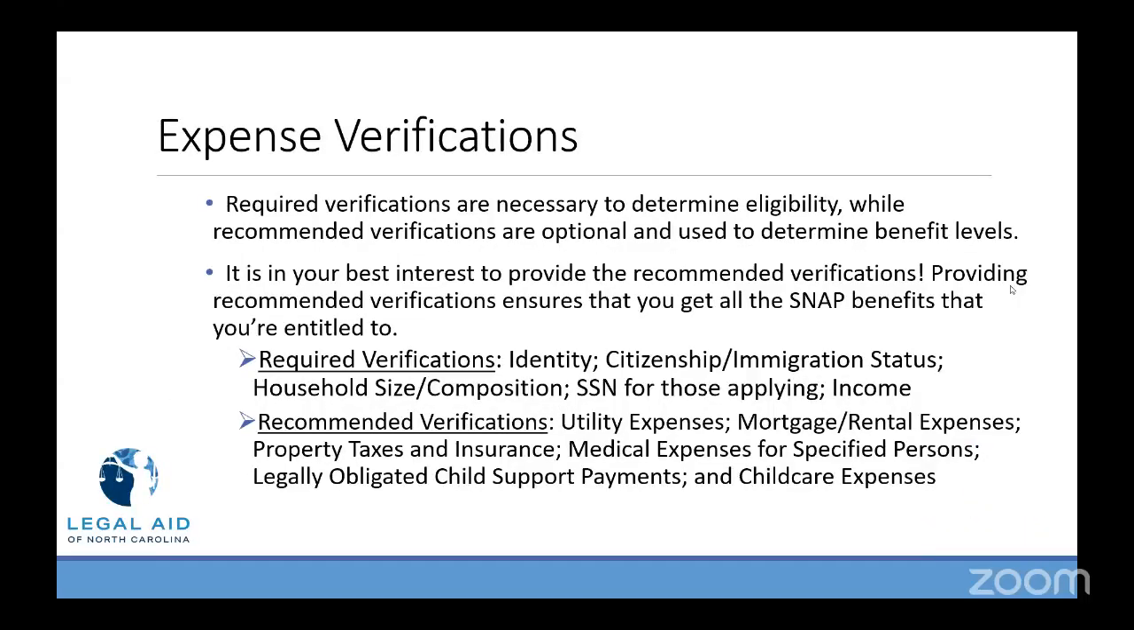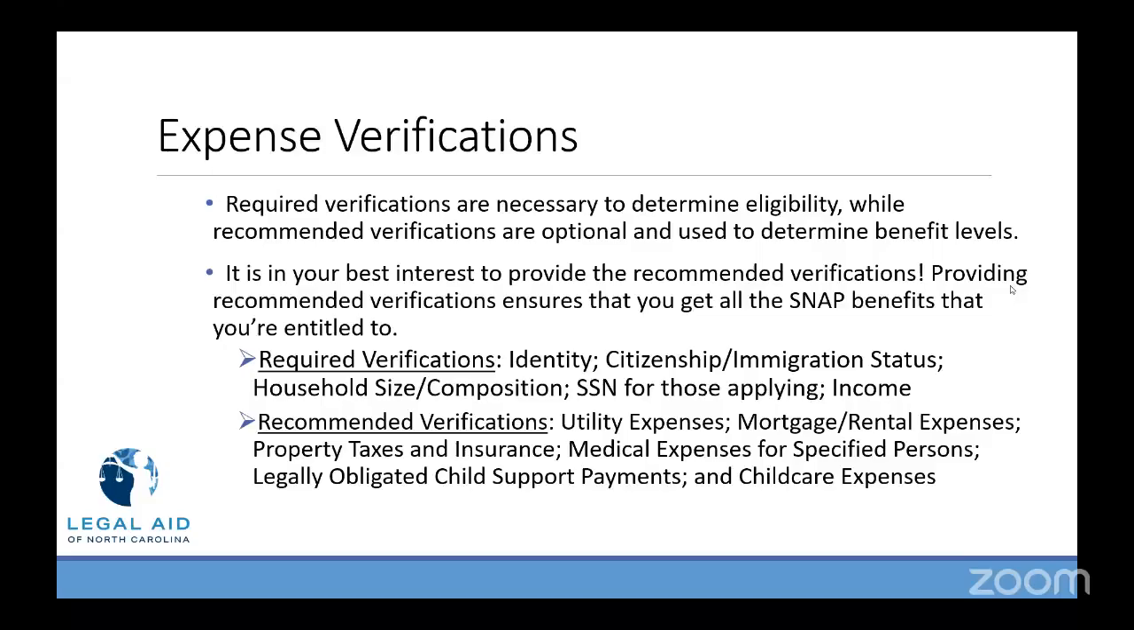So now we're going to talk about expense verifications and different kinds of verifications that may be requested. There are 2 main types, required and recommended. Required verifications are necessary to determine eligibility, while recommended verifications are just optional, and those are used to determine benefit levels. You generally have to provide required verifications in order for DSS to process your application and approve you for SNAP benefits. If you don't provide the required verifications within the time limit that's allowed, your application may be denied and you may have to reapply.